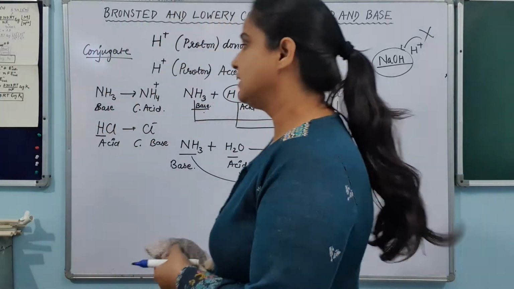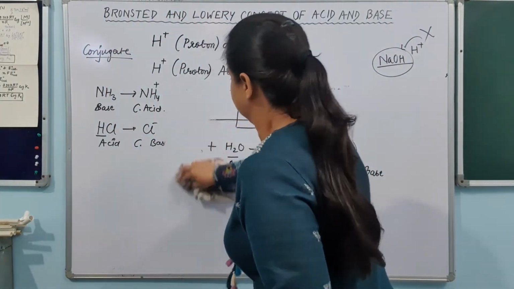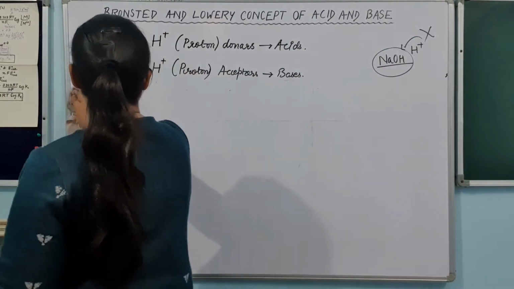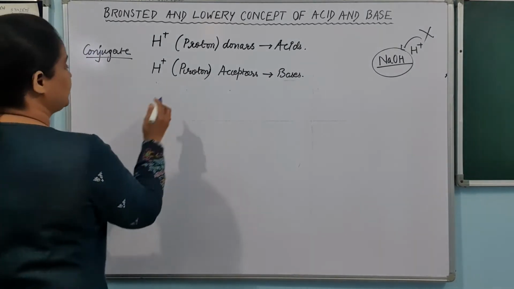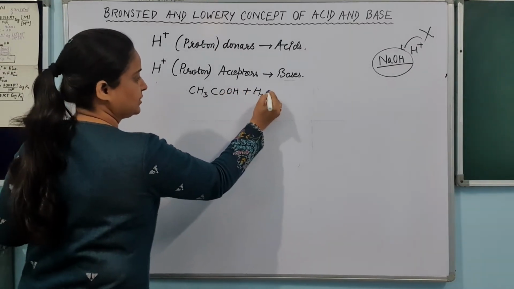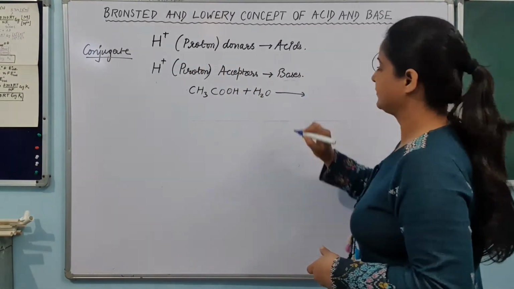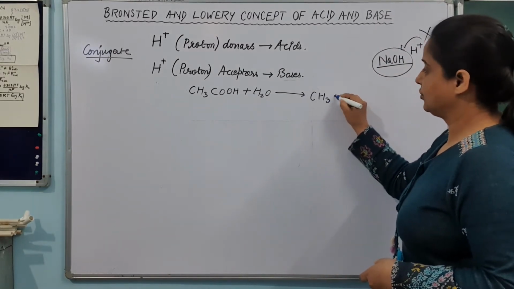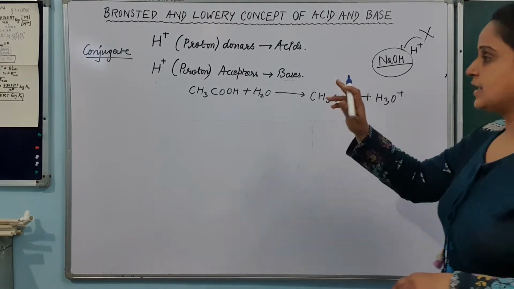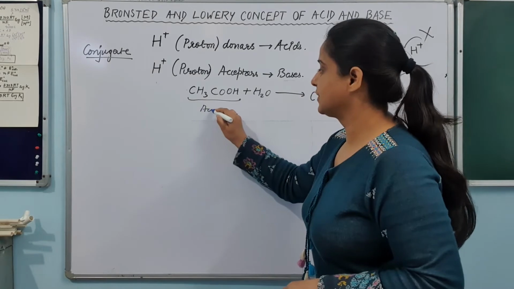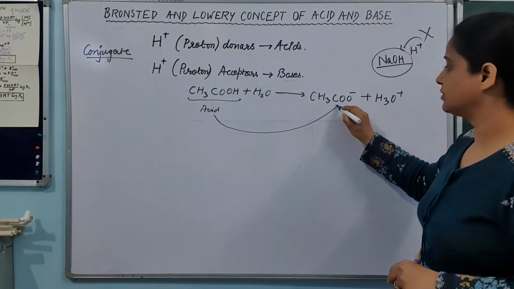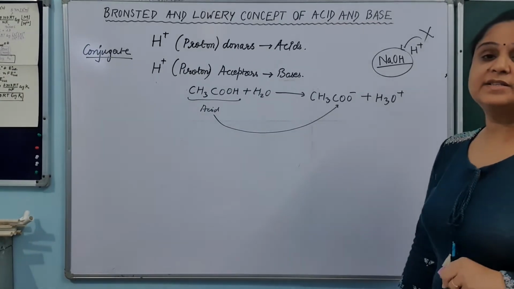If you don't understand it, let's take one more example. This time I will take a very simple example: dissolution of acetic acid. Let's see. CH3COOH is reacting with water, or I can say it is going to release an H plus ion. CH3COO minus will be formed, and H3O plus ion. A simple reaction. In this reaction, we know that this is an acid. Why? Because it is going to release an H plus ion. After giving, what is it going to convert into? It is going to convert into CH3COO minus.